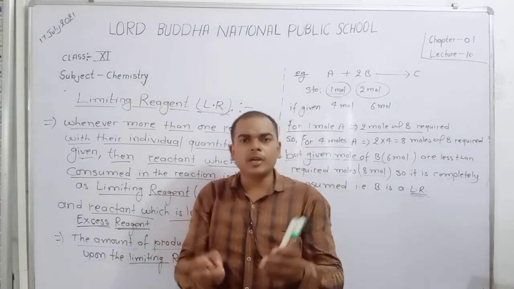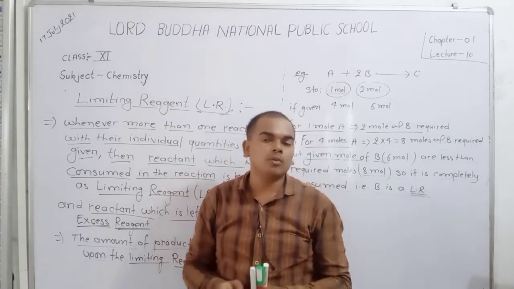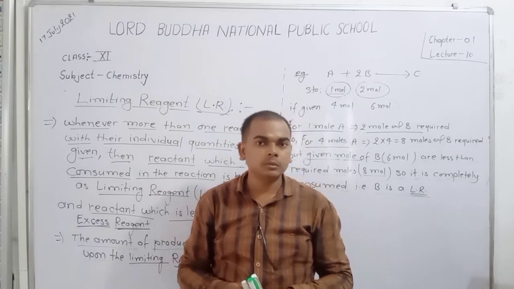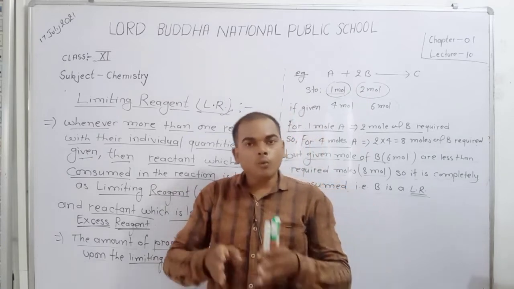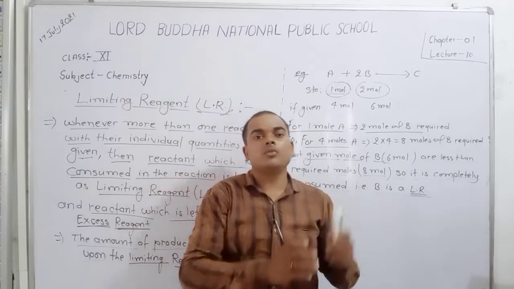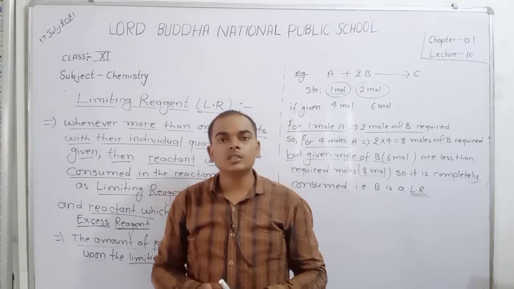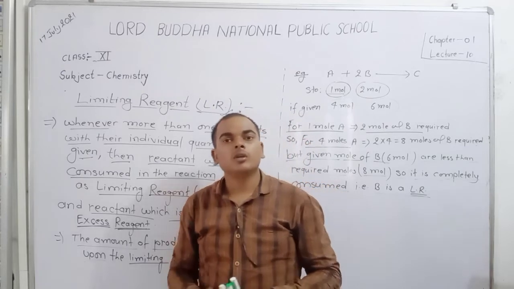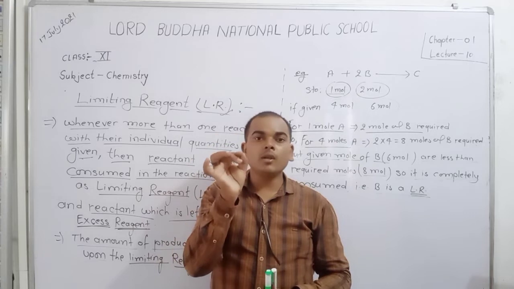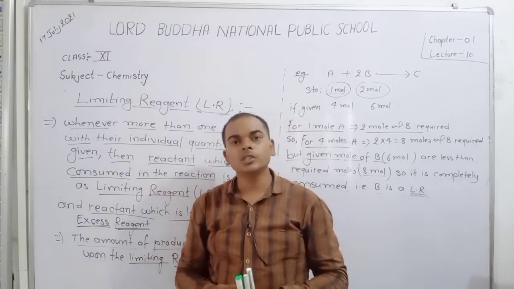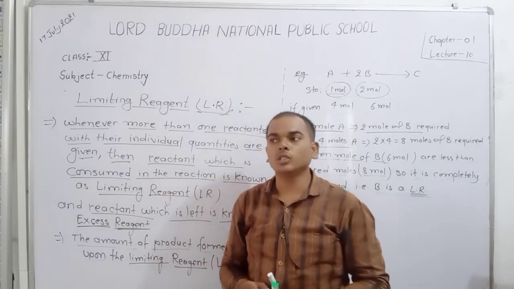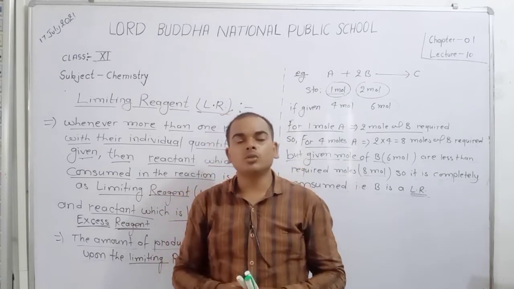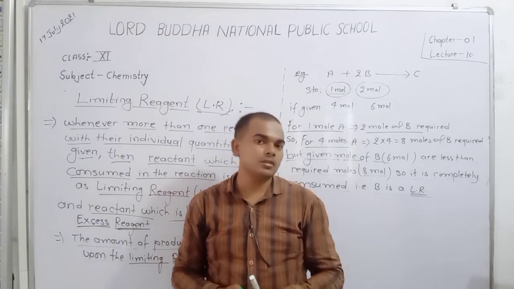Suppose in a combustion, with 1 mole of hydrocarbon, 6 moles of oxygen are required, but in the question 1 mole of hydrocarbon and 4 moles of oxygen are given. Then you know that in this reaction, 1 mole of hydrocarbon needs 6 moles of oxygen, but in the question only 4 moles of oxygen are given. That means from the required amount, 2 moles of oxygen are less.